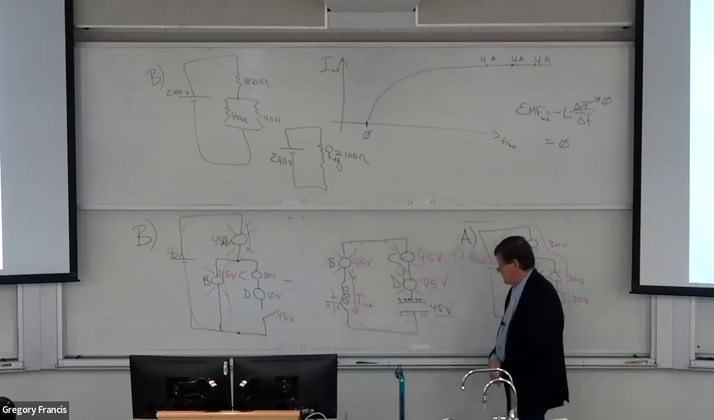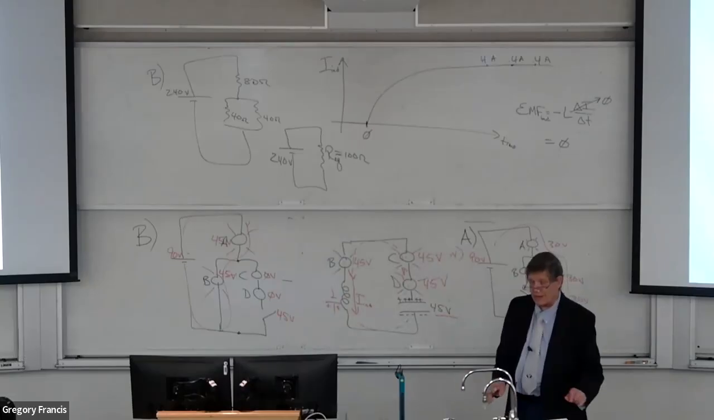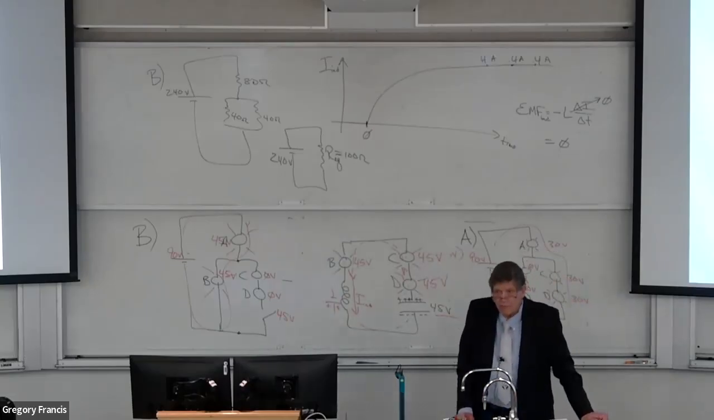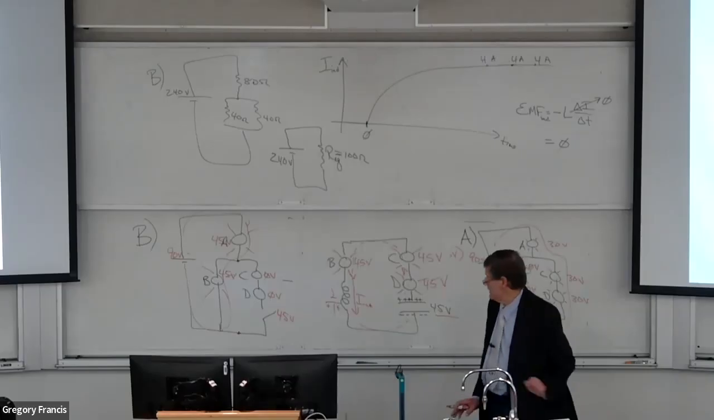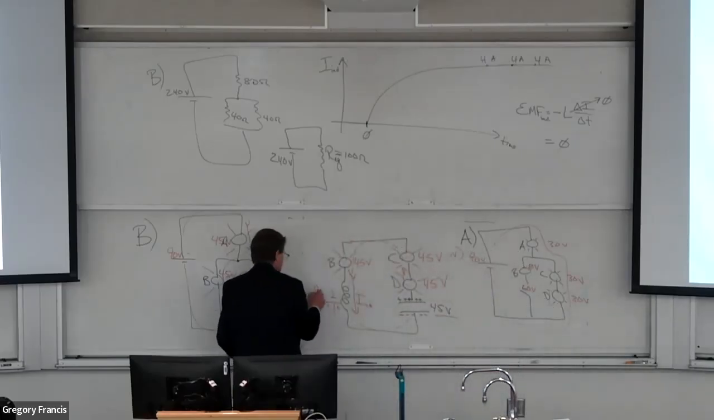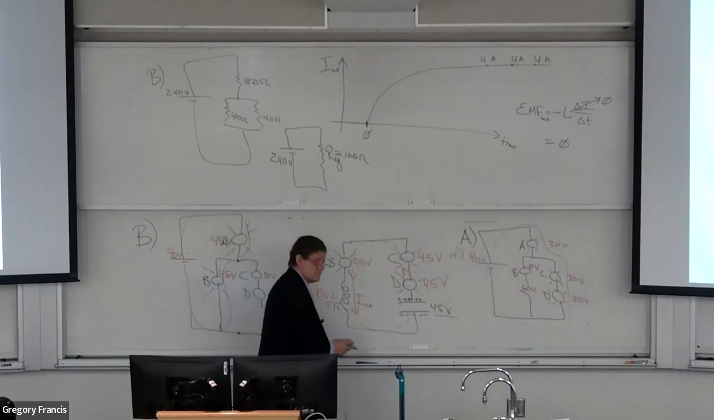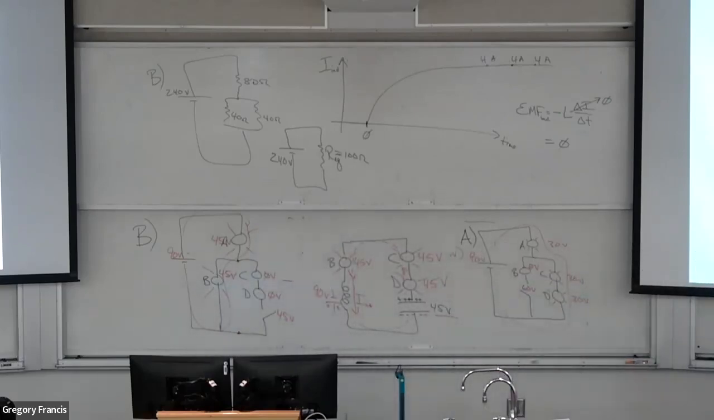And so I've got 135 volts across those bulbs. That means my batteries, I've got two of them in there, have to add up to 135 volts. And so, if that's 45, this is going to be 90 volts, because 90 plus 45 is 135.